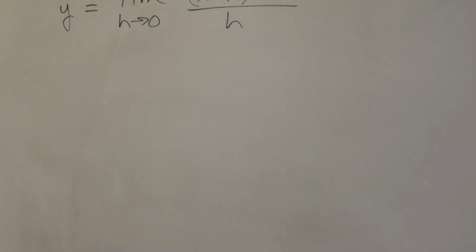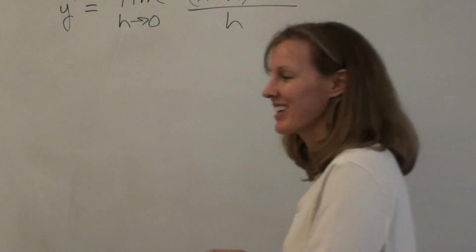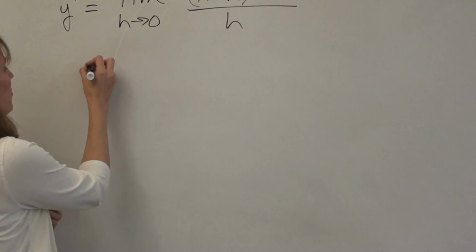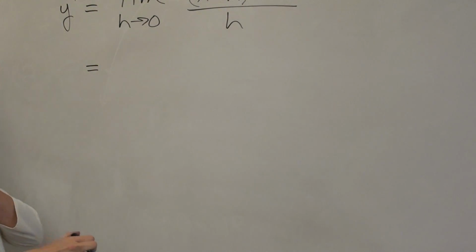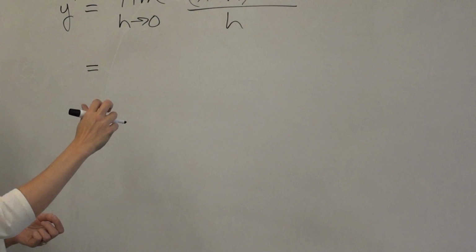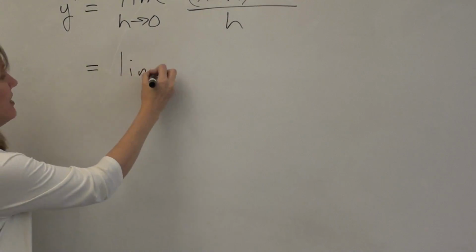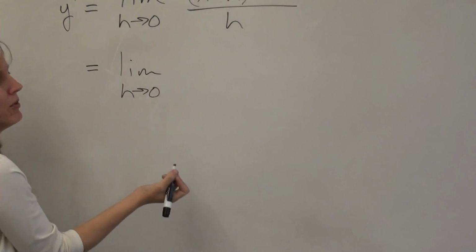Is this wrong? I'm hearing a lot of incorrect answers, and I know why they're incorrect. It's the bad algebra. Would you like me to tell you? Of course, this is a limit, you're right. So what's the next thing I'm going to make sure I write on the next line? Limit as h approaches 0.